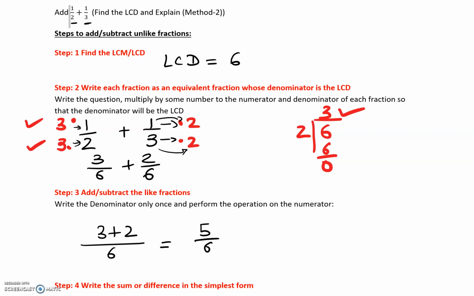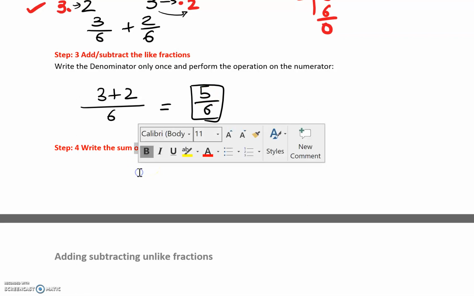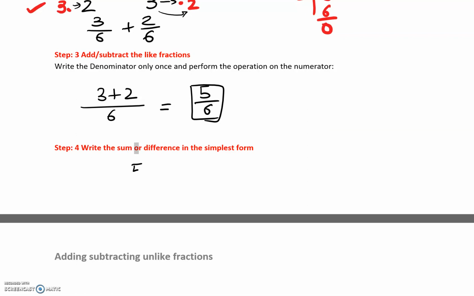Write the final answer. Do we have to reduce this answer anymore? No, because that's a reduced form. So write the answer, sum or difference, in the simplest form. We added the numerators and got 5/6. That's the simplest form, nothing else is common in those values. So we're going to write 5/6.